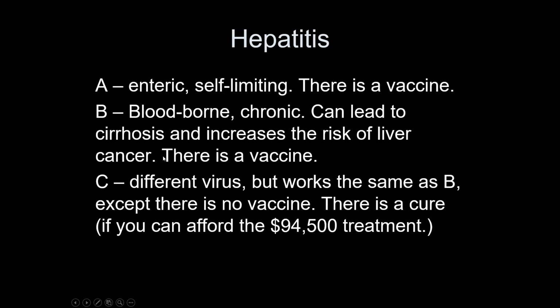Okay. The next two work pretty much similarly. They are bloodborne. You can get them by having sex with an infected person, by sharing needles. There have been cases where people got it through blood transfusion and things like that. These are both chronic infections, unlike self-limiting. That means once you have them, you have them for the rest of your life.